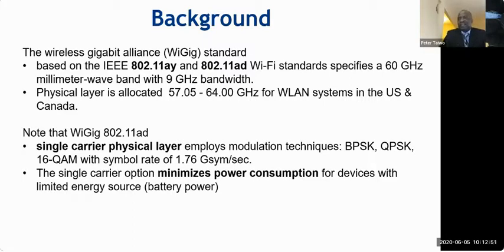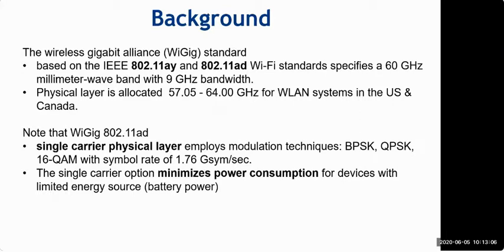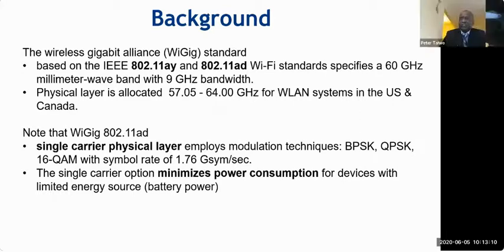So we look at the Wireless Gigabit Alliance standard for 802.11ay and 802.11ad Wi-Fi standards. This specifies the 60 gigahertz millimeter wave band with a 9 gigahertz bandwidth. The physical layer is allocated from 57.05 to 64 gigahertz. This may vary based on the region or country, so this one is for the US and Canada. We should note that for a single carrier physical layer system, we employ BPSK, QPSK, and QAM with a symbol rate of 1.76 gigasymbols per second. One of the benefits of using the single carrier option is that it minimizes power consumption for low battery devices.